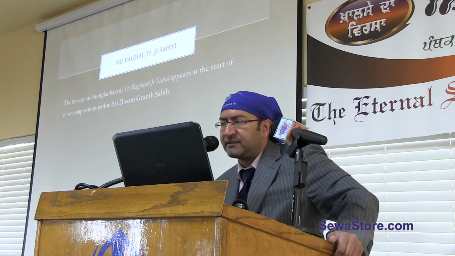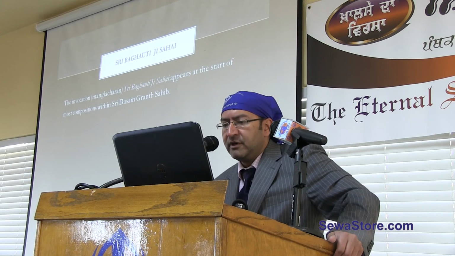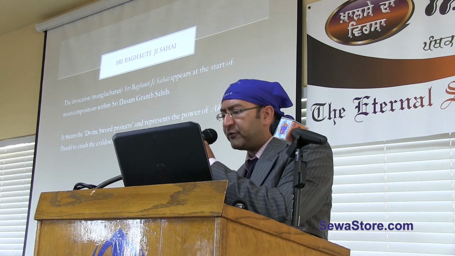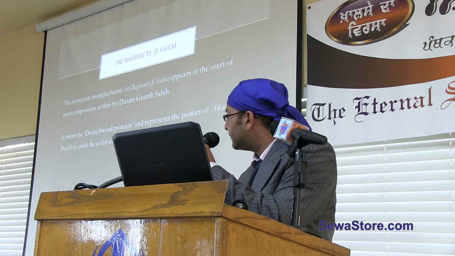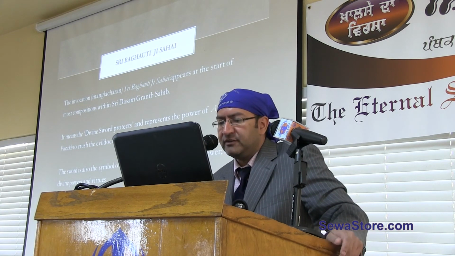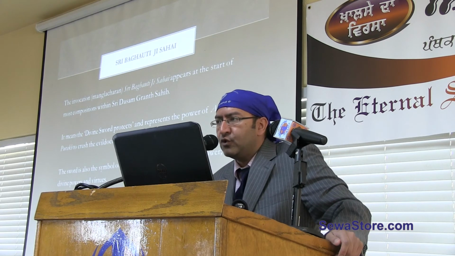The invocation of Manglacharan Sri Bhagoti Ji Sahai appears at the start of most compositions within Sri Dasam Granth Sahib. It means the divine sword protects and represents the Akal Purkh, the power of Akal Purkh to crush the evildoers. The sword is also seen as a symbol of justice, truth and all-prevailing, all-divine powers and virtues. Bhagoti Ji is also referenced and referred to by Gurdas Sahib as the sword.